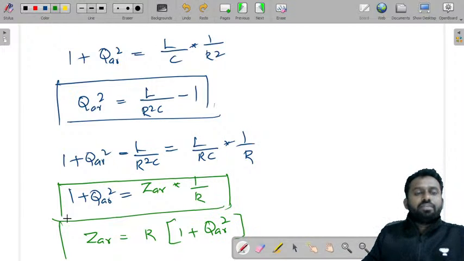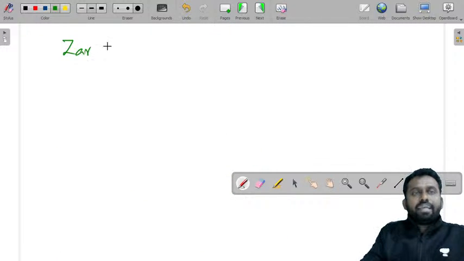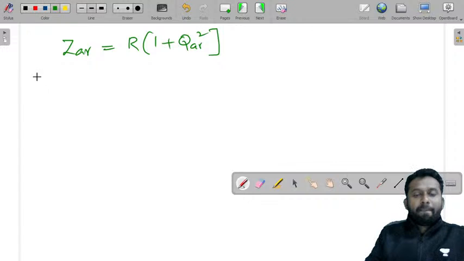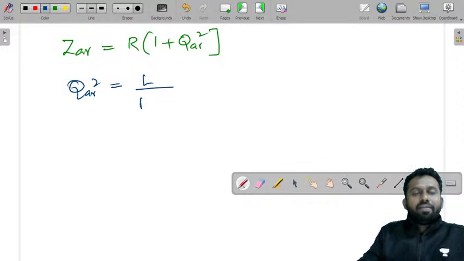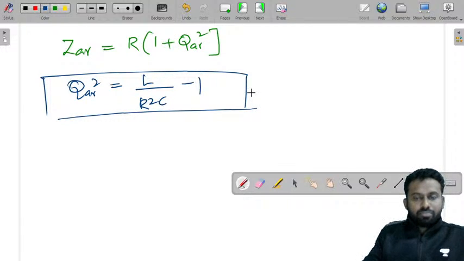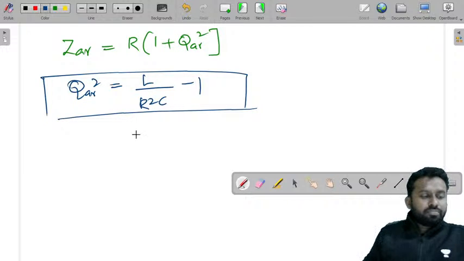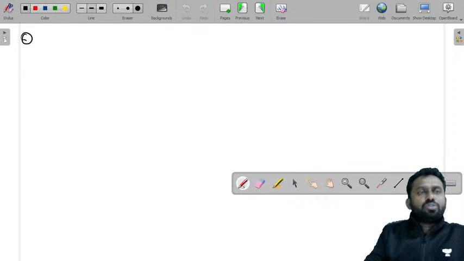So Z anti-resonance, the impedance at anti-resonance, is equal to R into 1 plus QAR square. Or you can also write QAR square as QAR square is equal to L by R square C minus 1. Right, so this is how you will determine it. Now let's take one question and try to solve it.